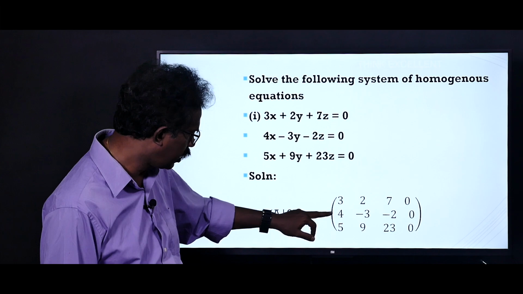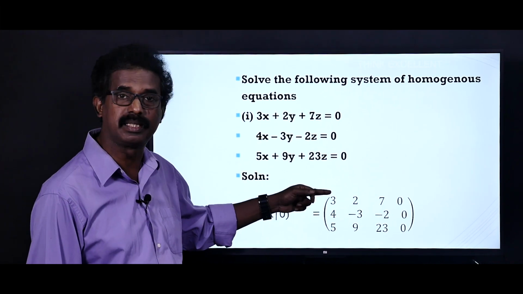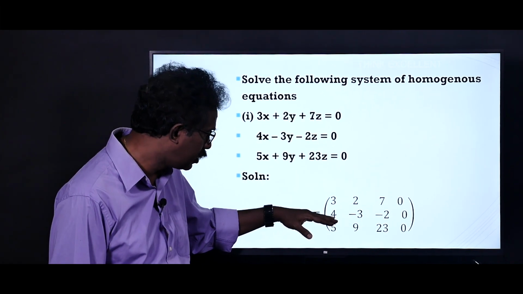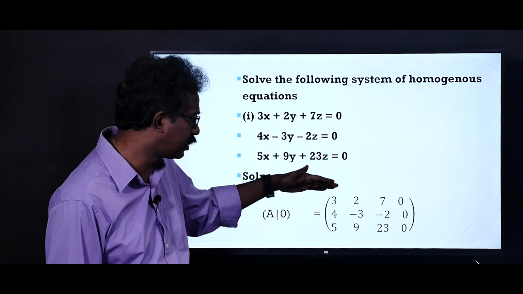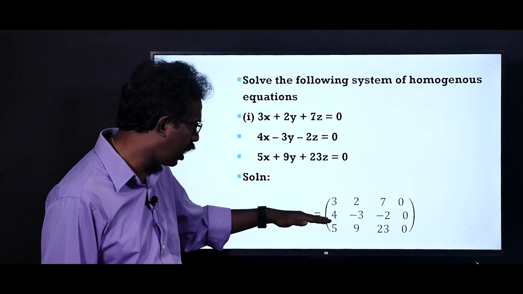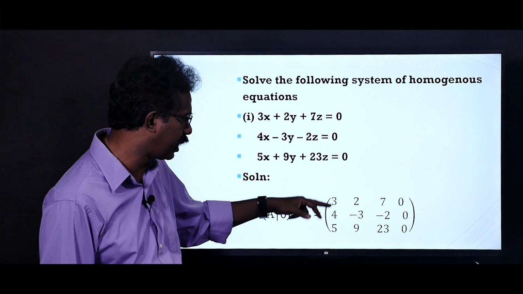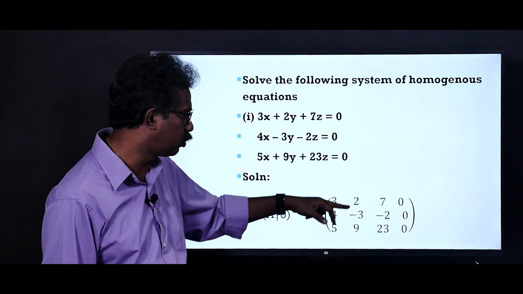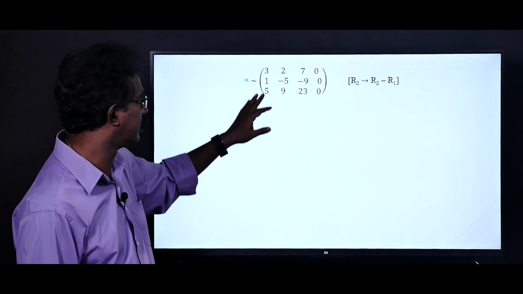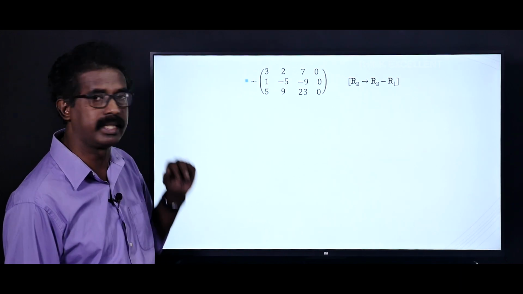So what I am doing here, subtracting these two, 4 minus 3. So what step you write? R2 is R2 minus R1. So 4 minus 3, minus 3, minus 2, minus 5, right? So you will be getting this step. R2 is R2. So you are getting 1 here.